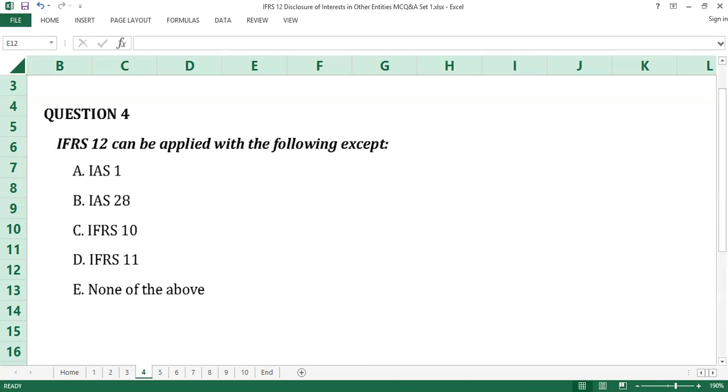Question number 4. IFRS 12 can be applied with the following except dash. A, IAS 1, B, IAS 28, C, IFRS 10, D, IFRS 11, E, none of the above. Time counts.